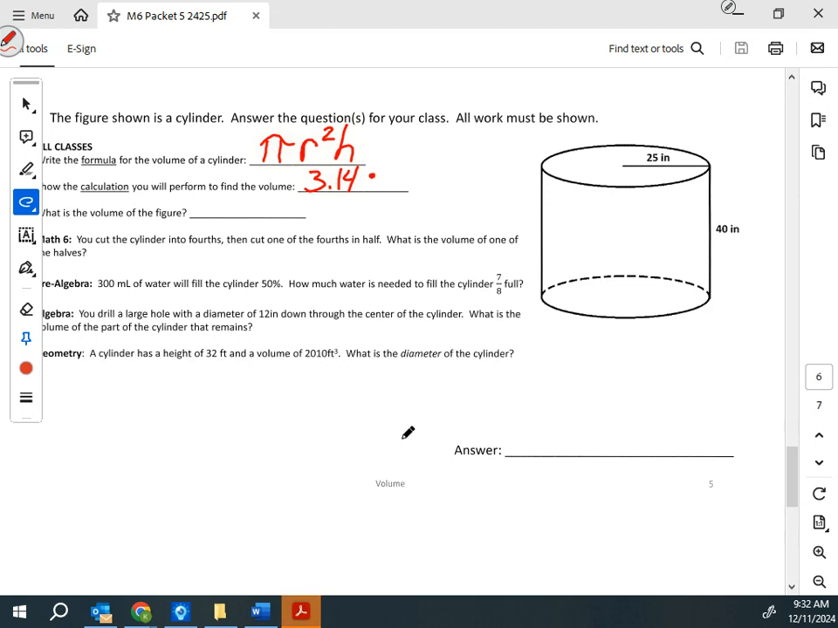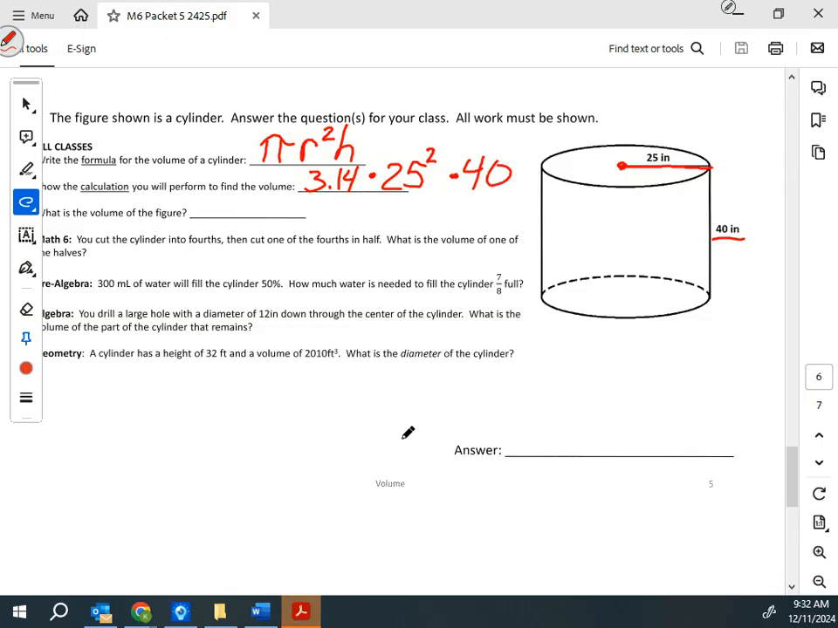You're going to multiply that by r. R is the middle of our circle to the outside, so it's 25. Well, we want to square that. So we want 25 squared, and then we multiply that by our height of 40.